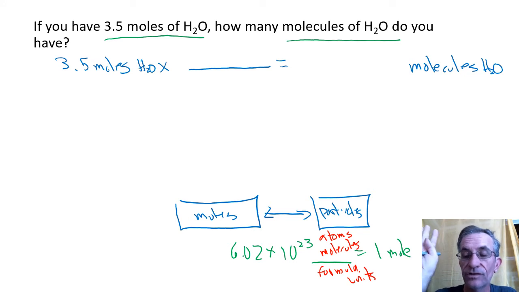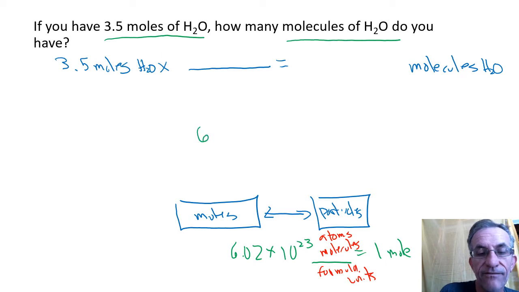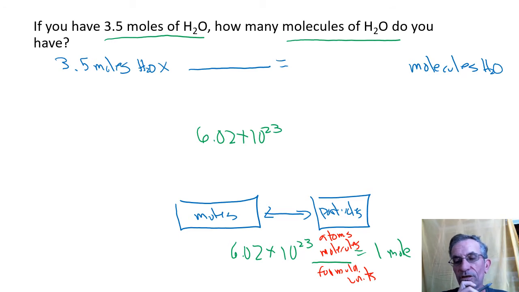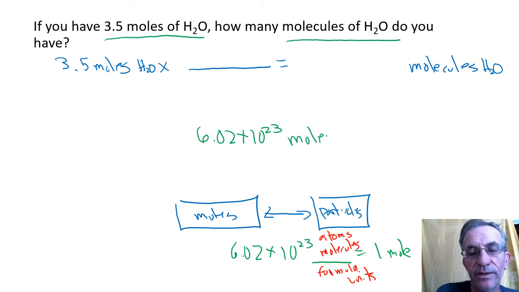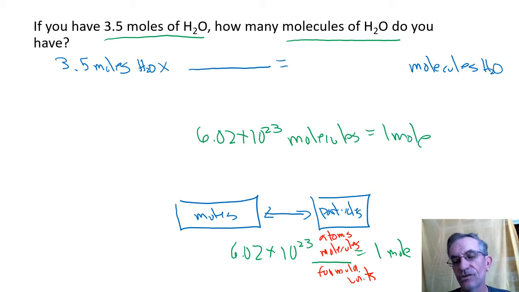Now, the conversion factor is 6.02 times 10 to the 23. This time, because water is made up of molecules, it's molecular, so for my conversion factor I'm going to say 6.02 times 10 to the 23. What word goes right next to it? Not atoms, not formula units, molecules. 6.02 times 10 to the 23 molecules is a mole. So next to Avogadro's number, you're going to write one of those three options, depending on what kind of thing you have. All right, now at this point, it's just converting.